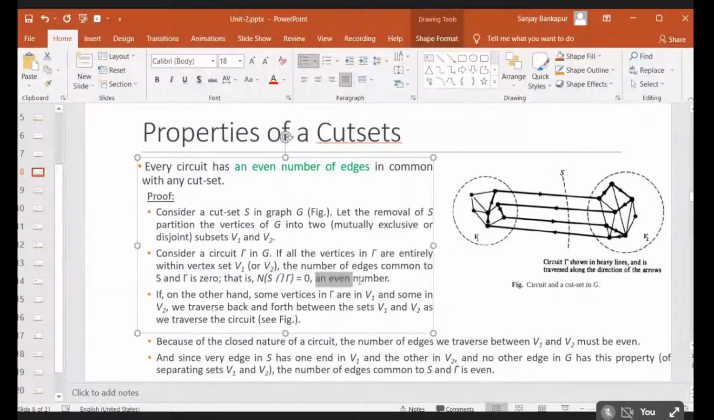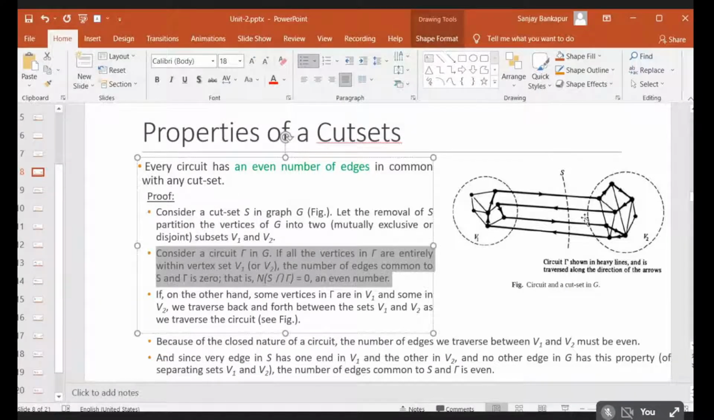Zero is an even number because 0 divided by 2 gives the remainder 0, right? So in that sense, yes. So if the circuit is completely in V1 or it is in V2, and this is the cut set, the intersection of the edges from the cut set and the circuit is the null set. So it's an even number.